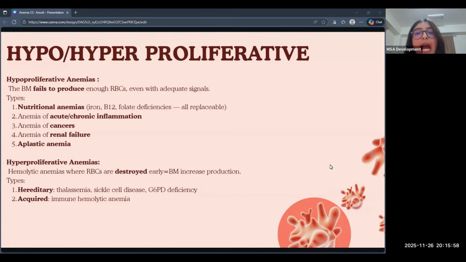Now let's talk about hyperproliferative. So we will talk about hemolytic anemias here. So hemolytic anemias are where RBCs are destroyed early, okay? And that increases the production by the bone marrow. These could be hereditary, like thalassemia, sickle cell disease, or it could be acquired, like autoimmune hemolytic anemia.